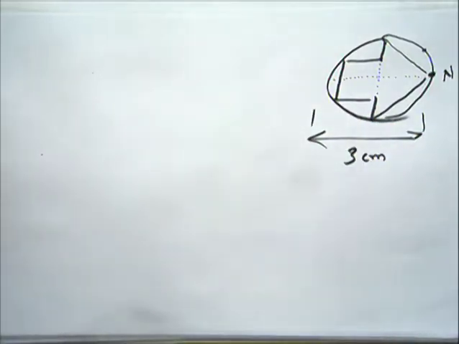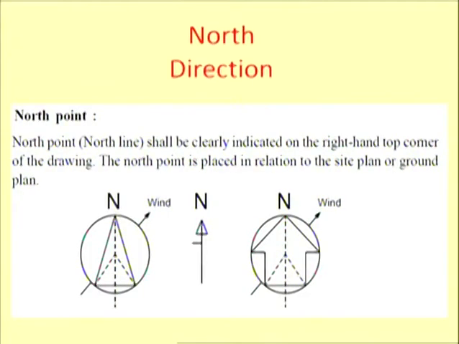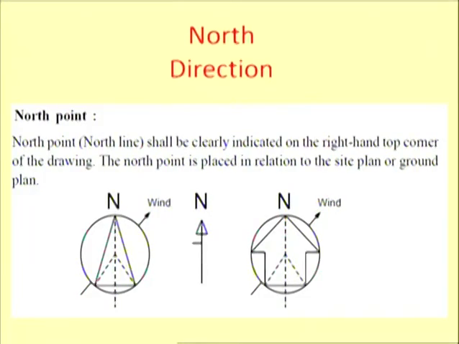So other ways of drawing the north direction are, you can see here, the north direction. You can show the wind direction also, which in earlier lectures we have discussed. In the summer it is always from the southwest to northeast, and in the winter it is in the reverse direction, from the northeast.